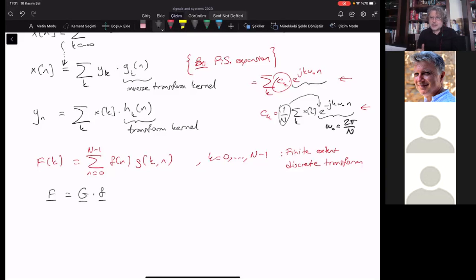And in discrete time or in computers, in digital signals, this is the signal transform that we will be talking about. It's still like the linear algebra. It is linear algebra, actually.